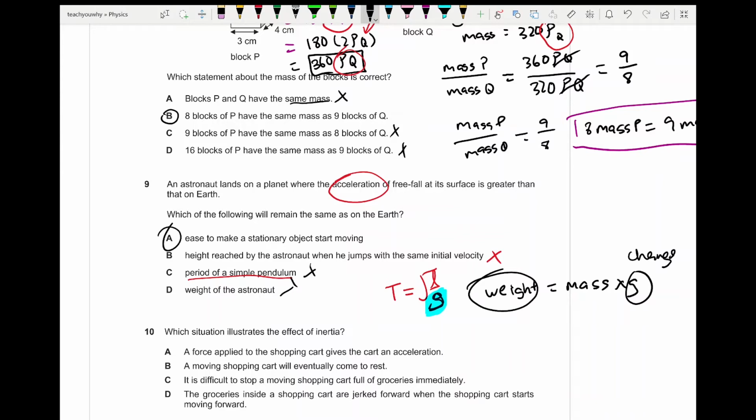Now, why A? What are they trying to say? They are trying to say mass is the same. Okay, so whichever object you bring from Earth to that planet, the mass will remain the same. And if you understand Newton's first law, the law of inertia, right? If your mass is the same, the ease to make a stationary object start moving is the same. All right.